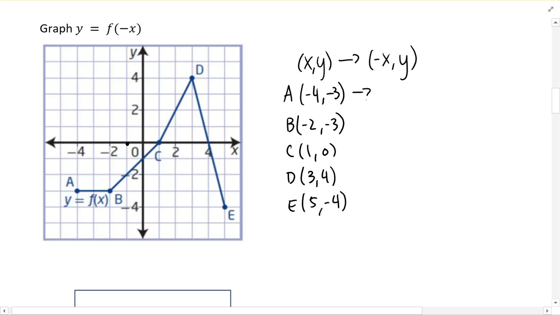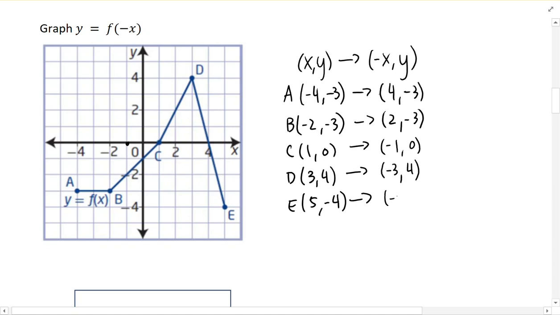Okay. And when we change these over, we have 4, negative 3, 2, negative 3, negative 1, 0, negative 3, 4, and negative 5, negative 4. Oops. I said 4, but I wrote 5. Negative 4.